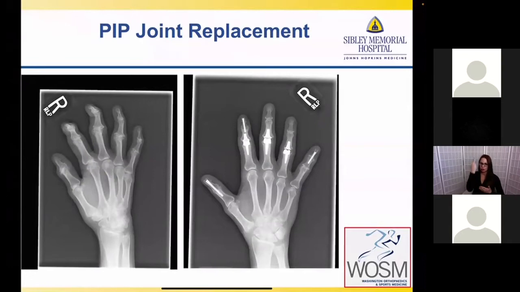And then a fusion is, you can see here, these joints have been fused. They have a screw across them, and we can do that same kind of procedure across these joints, but obviously you lose motion, and patients don't do as well losing motion at the PIP joint.